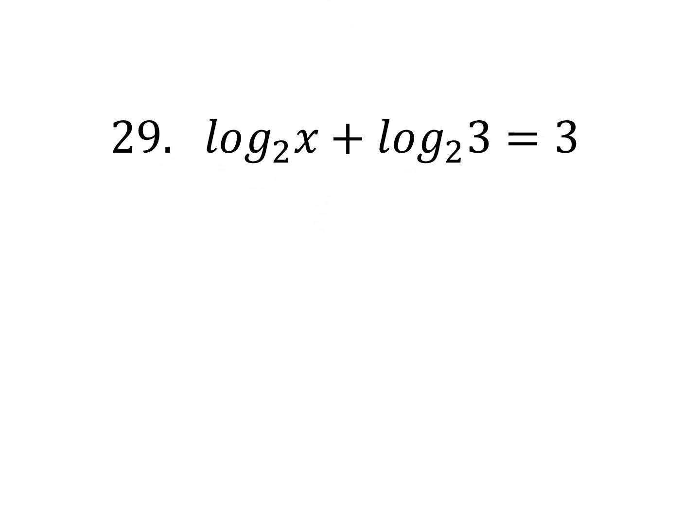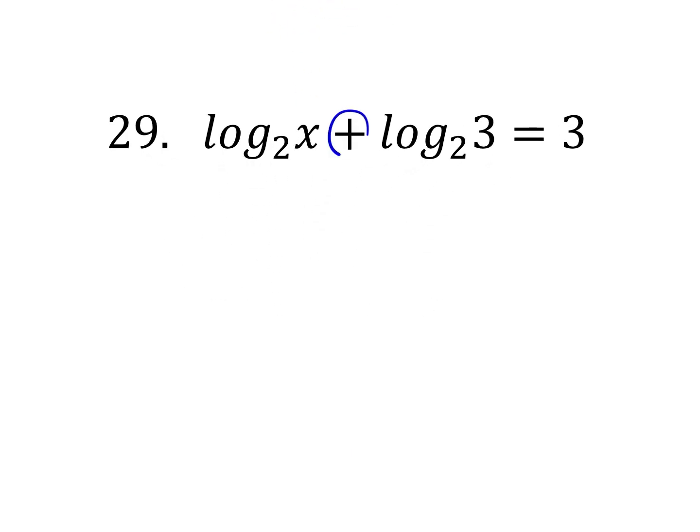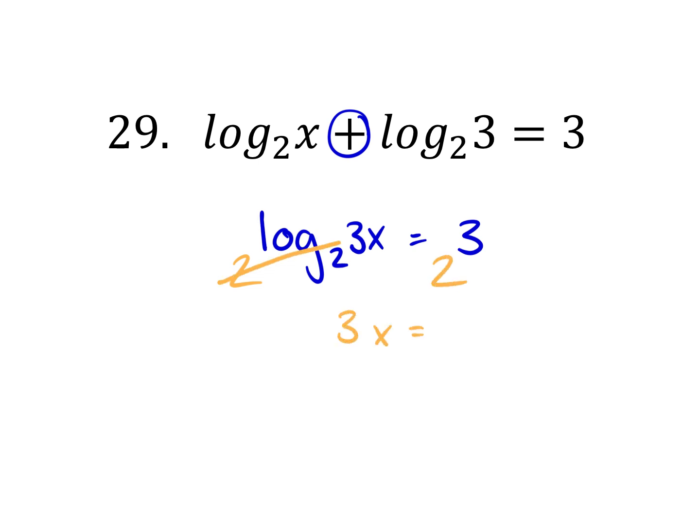All right, 29, what do we do first? We want to condense it with multiplication. So log base 2 of x times 3, which I'll call 3x, just to make it better. So log base 2 of 3x equals 3. We make the big base 2. So we're putting it into exponential form. 2 to the power of log base 2 will cancel. 3x equals 2 to the third power. What's 2 to the third power? 8.